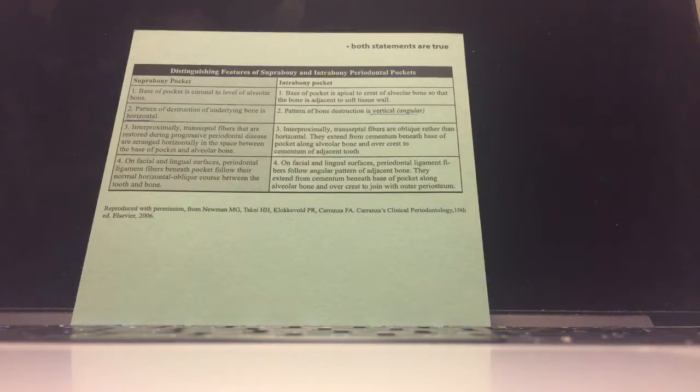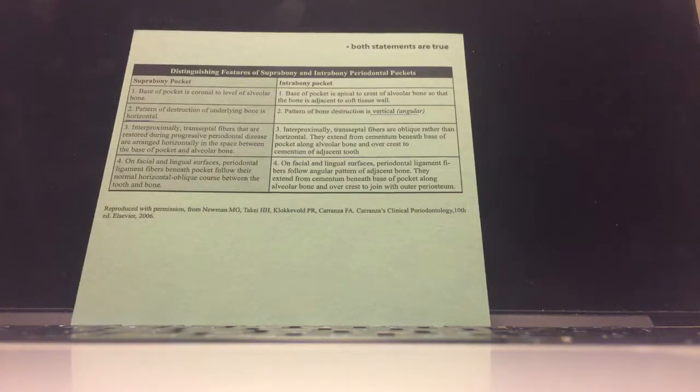They're also in a horizontal fashion. And on the facial and lingual surfaces, the periodontal ligament fibers are going to continue to be in their normal horizontal oblique course between the tooth and the bone. Okay, now the intrabony pocket.